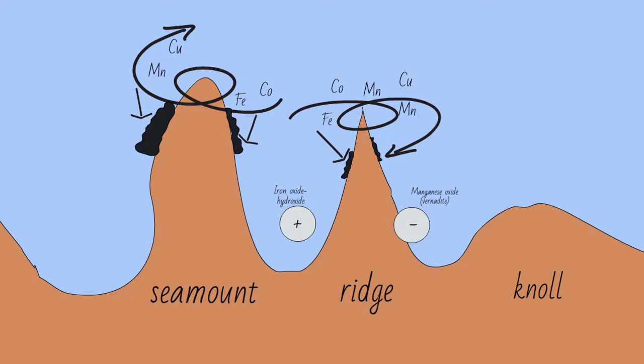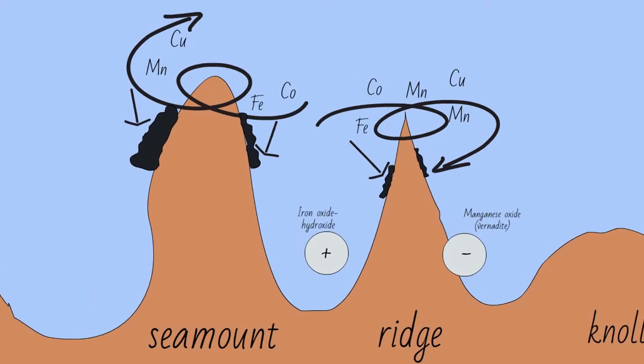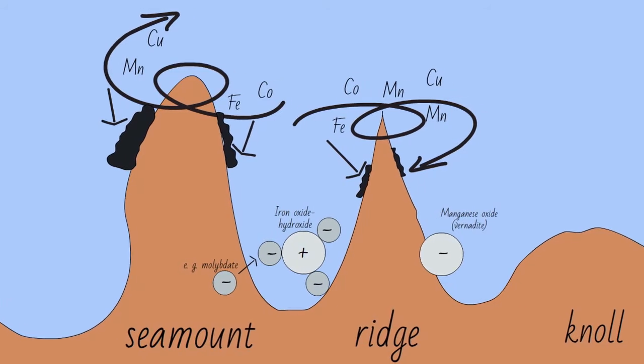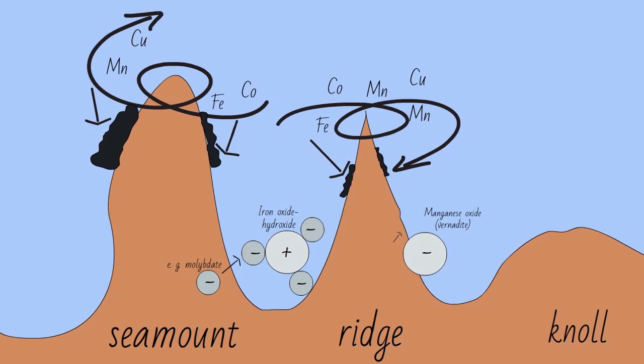Other minerals build a bond with the slightly positively charged iron oxide when there are slightly negatively charged ions, for example the anion molybdate, or they attach to the slightly negatively charged vernadite molecule when they have a slight positive charge. Examples for this are the mineral ions cobalt, copper, and nickel. This is how the crusts contain so many different minerals and rare elements like tellurium, which is used for solar panels, as well as platinum and titanium.